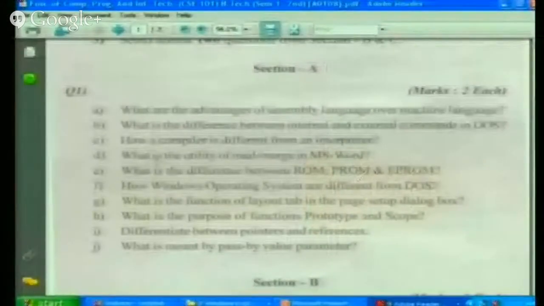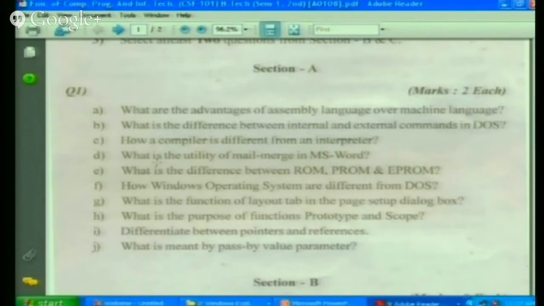Then again the question starts with "What is the utility of mail merge in MS Word." Again, the question needs to be for the written test. So one can write: state the utility of mail merge in MS Word. Then, what is the difference between ROM, PROM and EPROM? Here the person should have written: differentiate among the three terms ROM, PROM and EPROM.